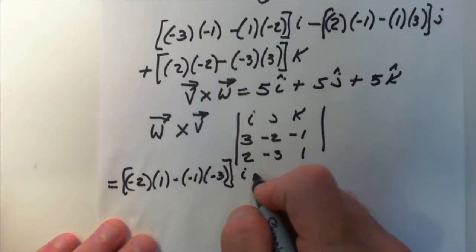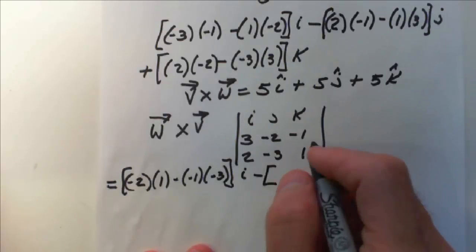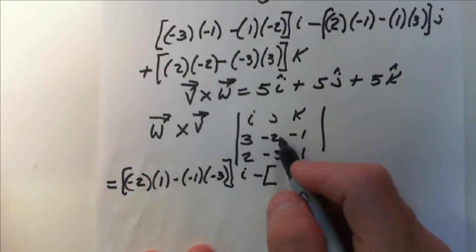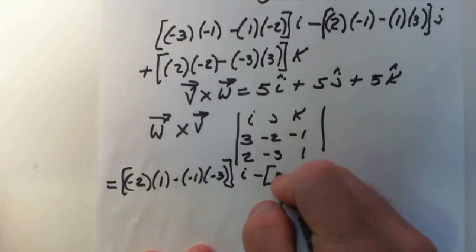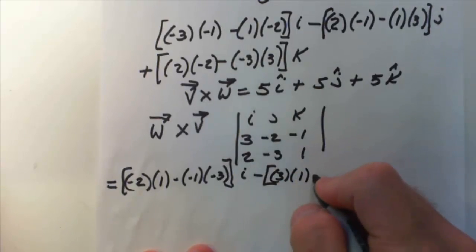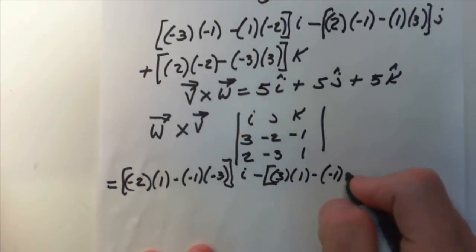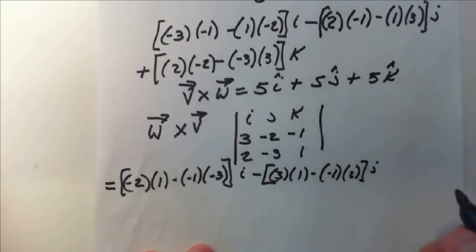All right, now we'll do the other one. That's going to be a minus. And when I do the j, I'm going to get 3 times 1 minus negative 1 times 2. So it's going to give me 3 times 1 minus a negative 1 times 2. And that'll give me my j value.